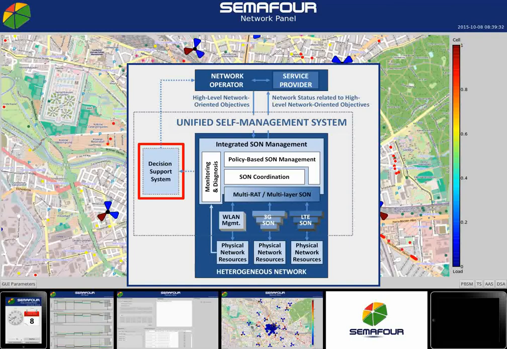All these key elements of the envisioned unified self-management system have been developed within the SEMAFOUR project and will be demonstrated in these video recordings, including policy-based SON management, SON coordination, dimensioning SON functions, and the decision support system. We note, however, that in order to keep the duration of this recording within reasonable bounds, not all available demonstration scenarios will be shown, nor will the considered scenarios be shown in full detail.